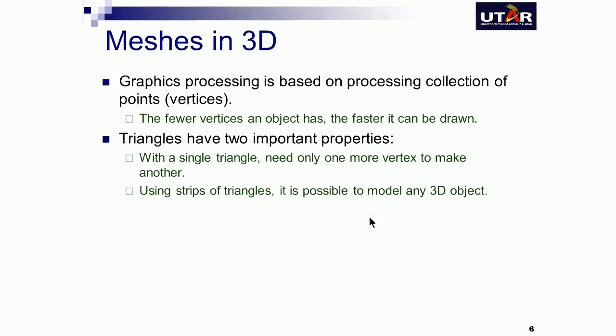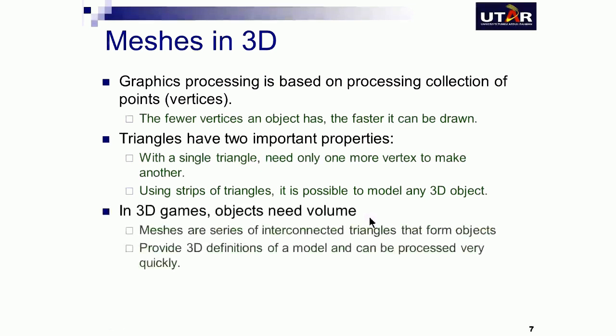With one single triangle, you only need one more vertex to make another triangle. A triangle has 3 points, and if you create one more point outside of that triangle and you connect the original triangle to that single point, you automatically make another triangle. So you only need one more vertex to make another triangle, and therefore using strips of triangles, you can model any 3D object to any level of complexity.